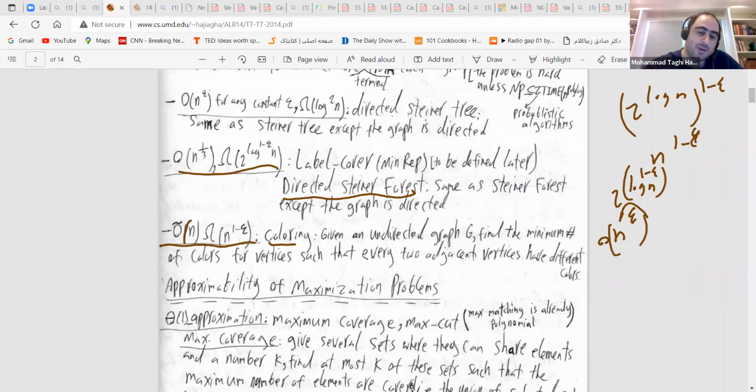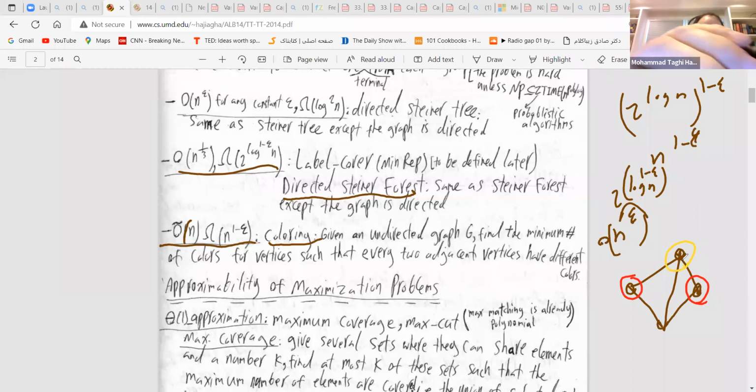It is the coloring problem. So you are given an undirected graph. You want to find a minimum number of colors for vertices such that every two adjacent vertices have different colors. So this is the graph that is given to me, and you want to color it with the minimum number of colors, for example. So if it is the case, for example, you can maybe color these two vertices both red, and then this guy yellow, and then maybe this guy.